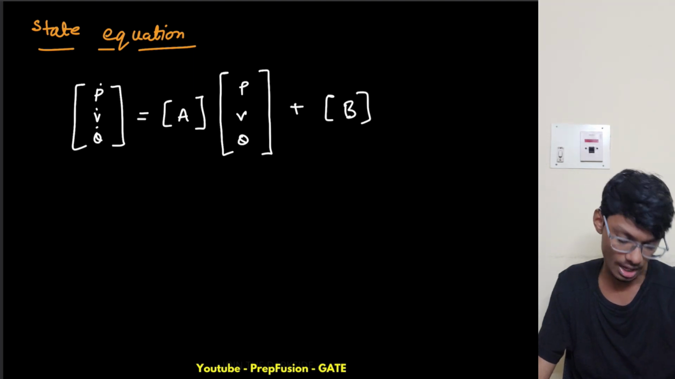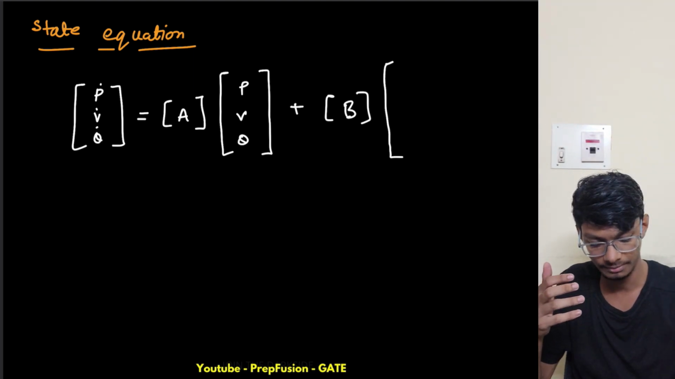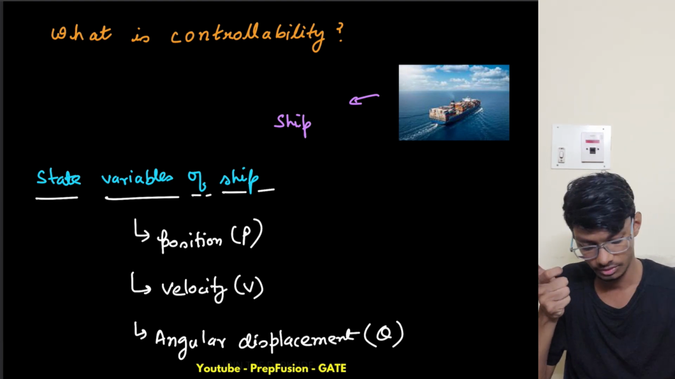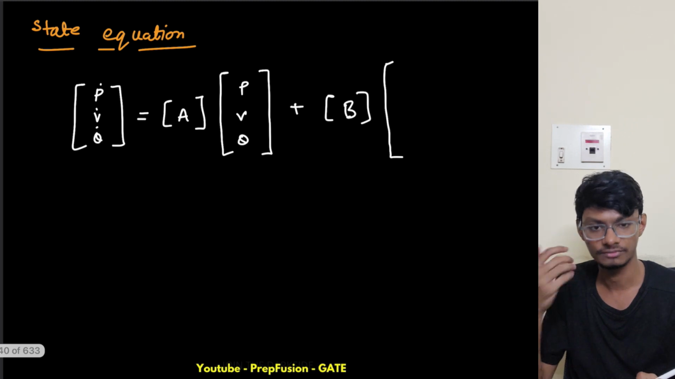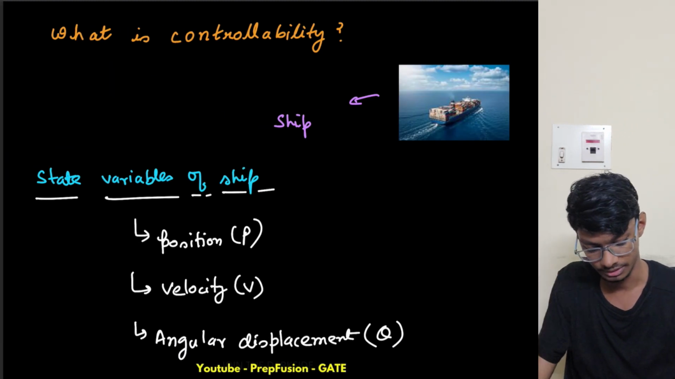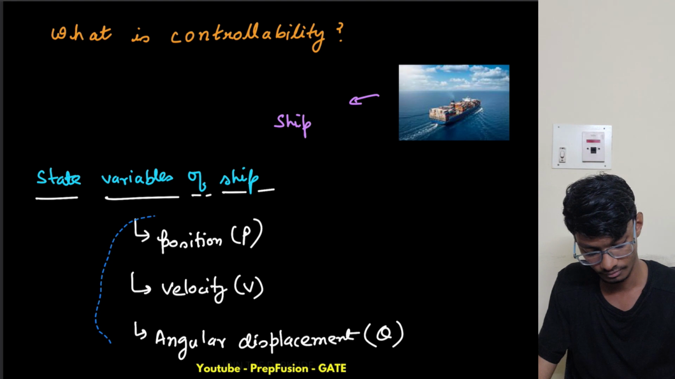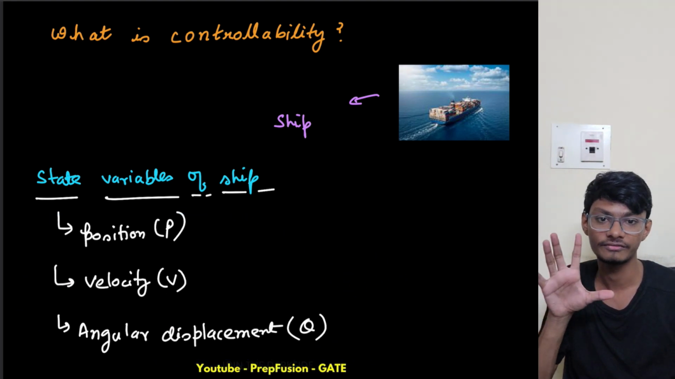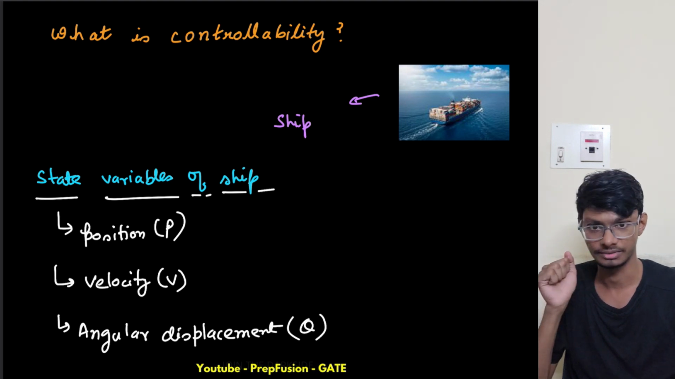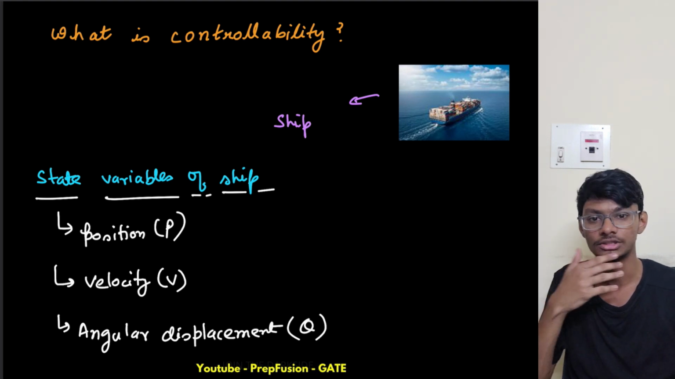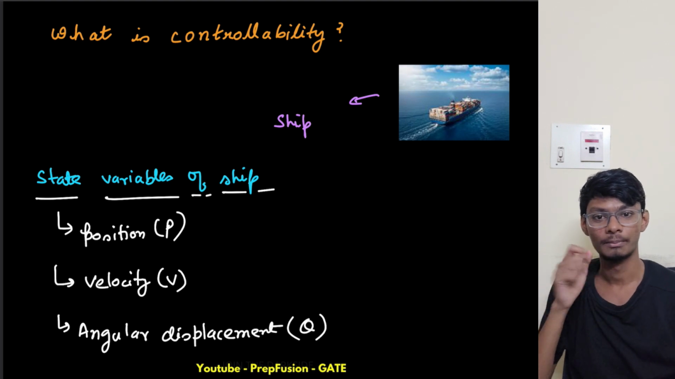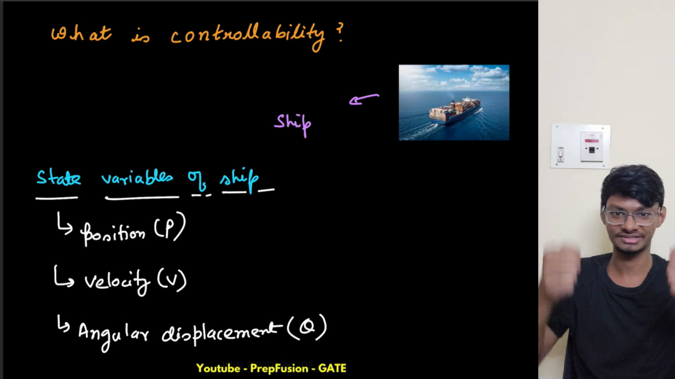plus B, where B is multiplied by the input. Now tell me, what will you choose as the input side? I chose the state variables but forgot to choose the inputs. So let me keep this here. Now think what you will choose as inputs. What do you give as input to a ship? Obviously I don't remember everything about a ship, because I'm not a ship engineer, but I know about the steering. In the Titanic movie, they were moving the steering.